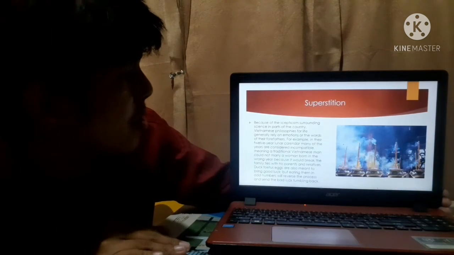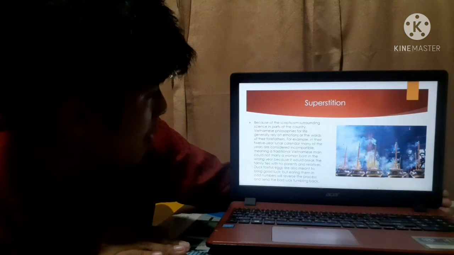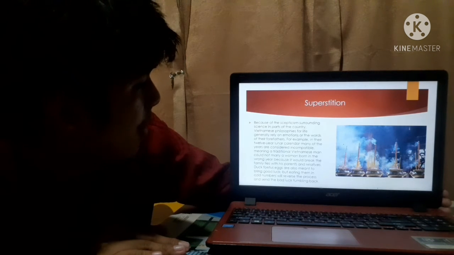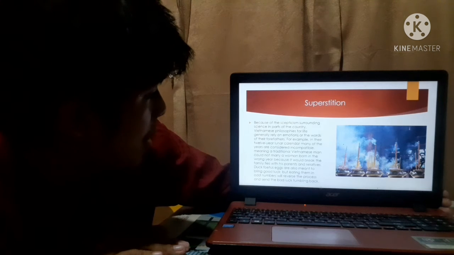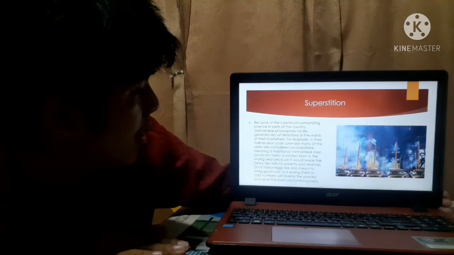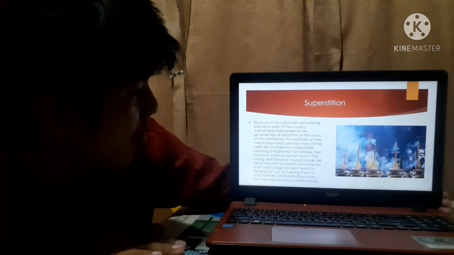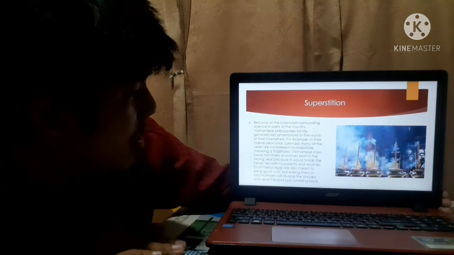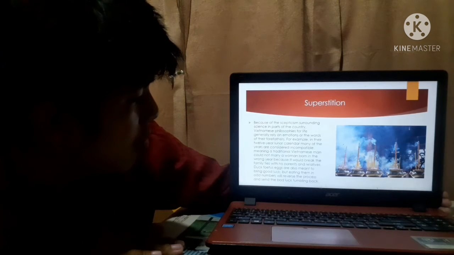First is superstition. Because of the skepticism surrounding science in parts of the country, Vietnamese philosophies for life generally rely on emotions or the words of their forefathers. For example, in their 12-year lunar calendar, many of the years are considered incompatible, meaning a traditional Vietnamese man could not marry a woman born in the wrong year because it would break the family ties with his parents and relatives. Duck eggs are also meant to bring good luck, but eating them in odd numbers will reverse the process and send the bad luck tumbling back.